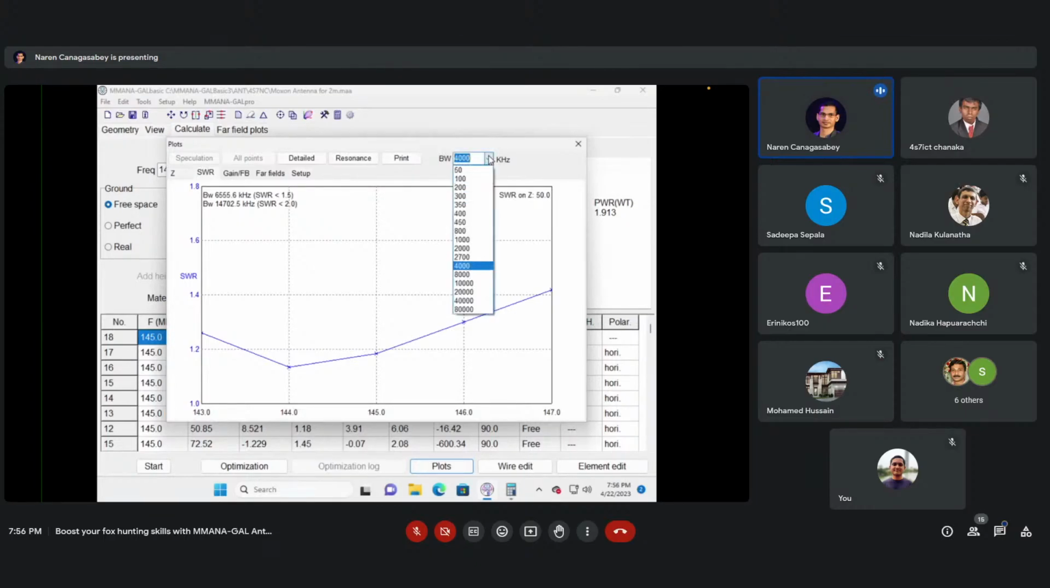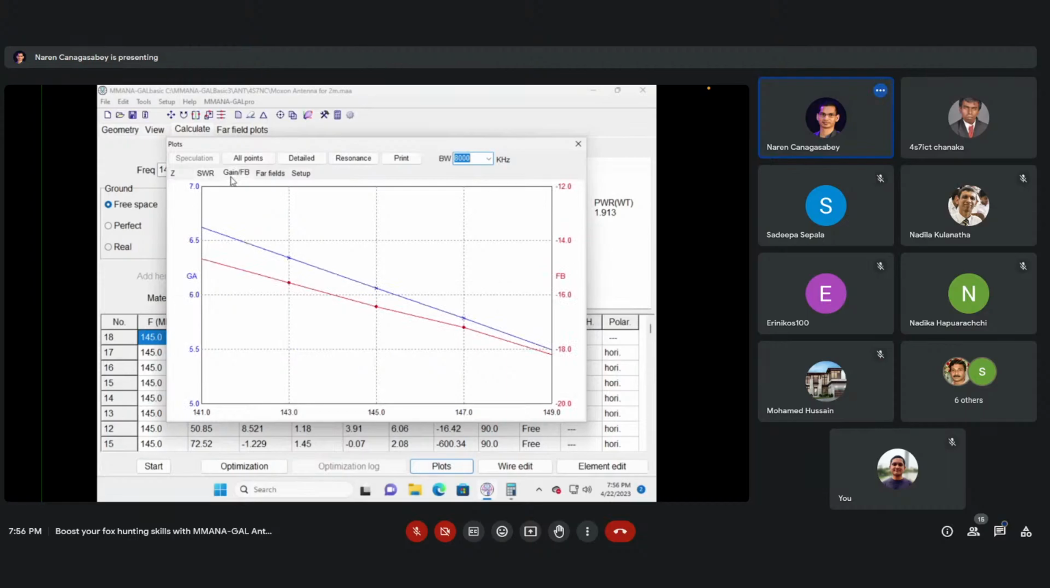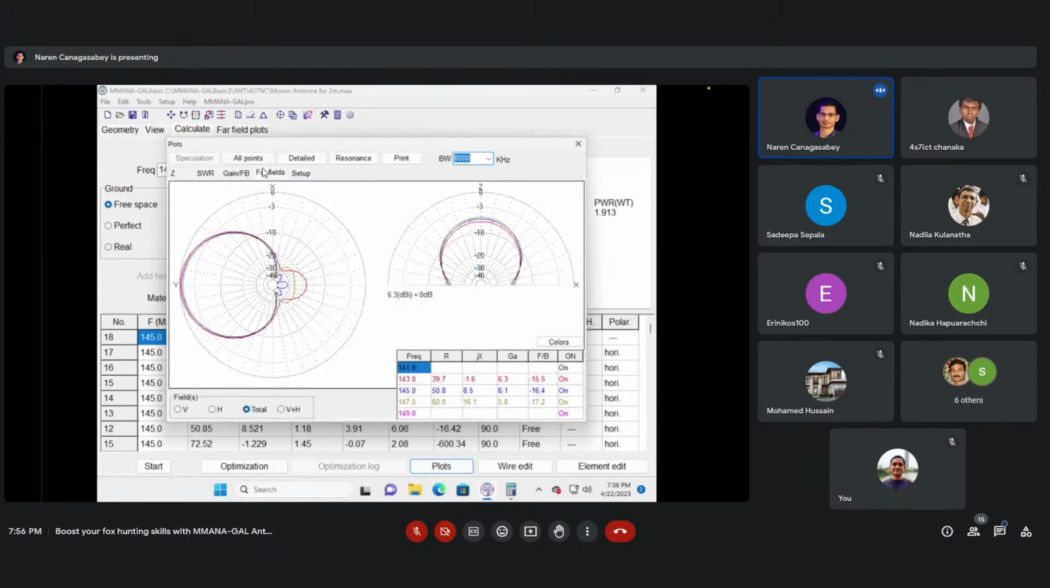So if I were to increase the bandwidth, say 8000 kilohertz, you can see how the SWR is distributed. Gain figures, the far field plots of the different frequencies.